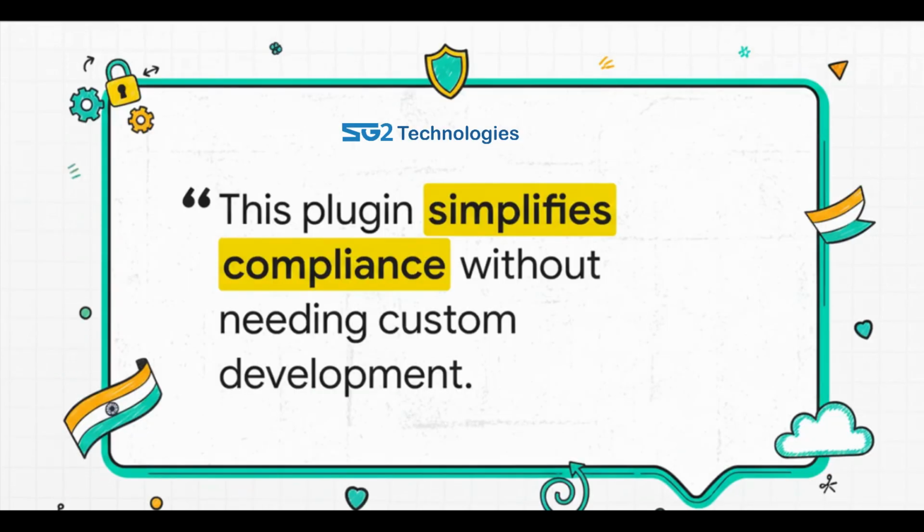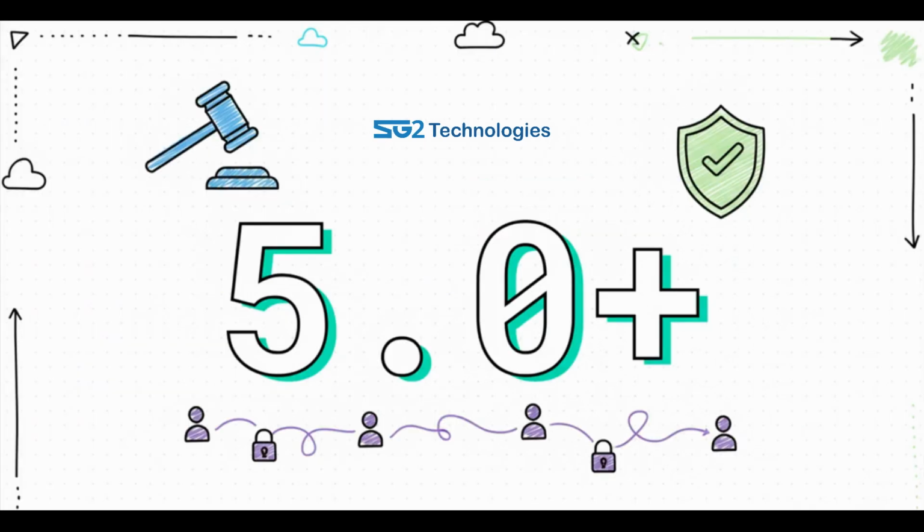And really, that brings us right back to the core idea here. The entire point of this toolkit is that it takes a very complex legal requirement and just simplifies it. It saves you the time, the money, and the headache of building a custom solution from scratch. And for anyone worried about compatibility, don't be. It's built to work with any WordPress version from 5.0 or higher, which, let's be honest, covers the vast majority of websites out there today.